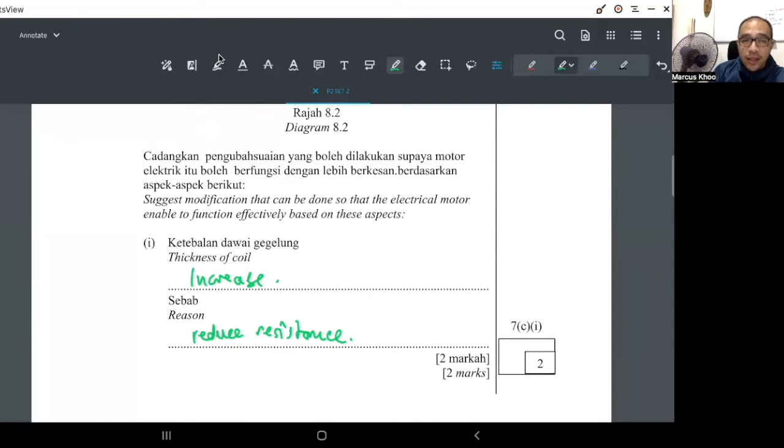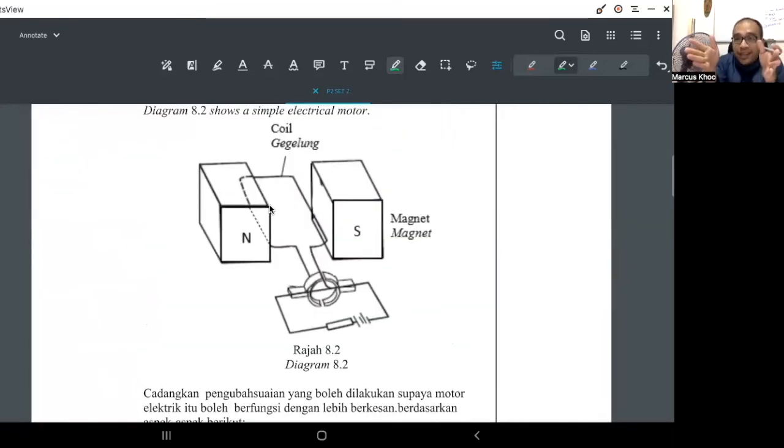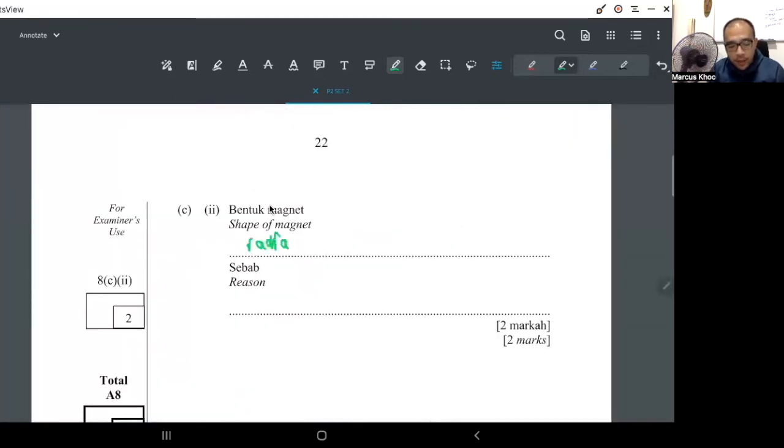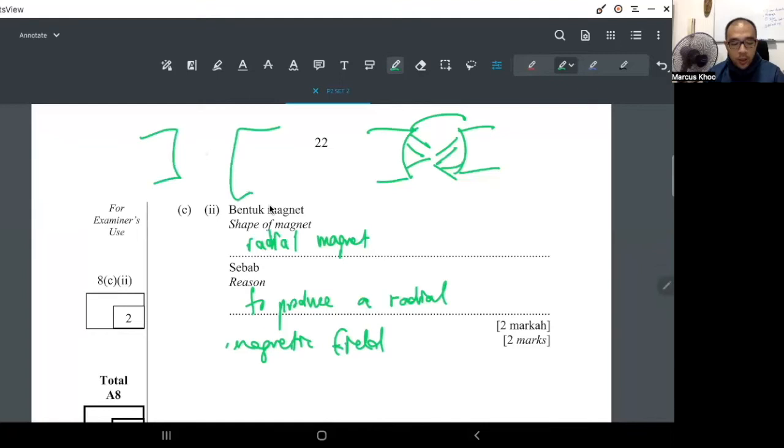All right. Next one. The shape of the magnet. In this case, our magnet here is flat like that. So we want a radial shape. Radial magnet, shaped like this. So it is a little bit curved. We don't say circle magnet, we say radial magnet. So to produce a radial magnetic field. So a radial magnetic field is a little bit more focused. Rather than straight like this, where the ones on top here will be useless. But radial is kind of, everything on top will still be inside here. So it's one big circle, and it produces a better magnetic field for electromagnetic purposes.